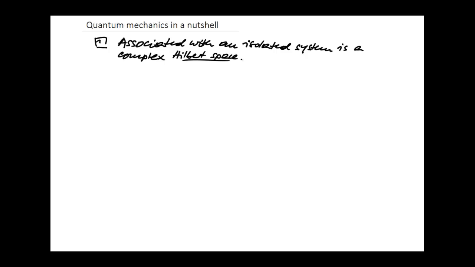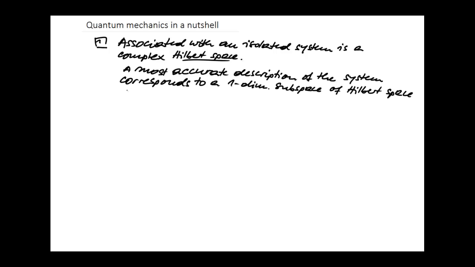Strictly speaking, you know that global phases don't play a role. When you calculate expectation values, overall phases cancel out. So in fact, the pure state of a system is characterized by a vector modulo an overall phase. Another way of putting it is to say that a pure state corresponds to a one-dimensional subspace of Hilbert space. Let me write this down.